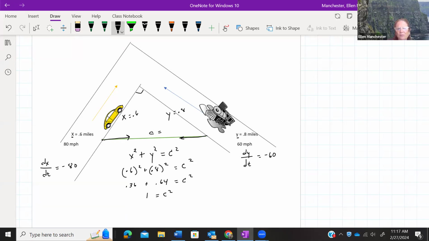And then to get C by itself, I'm just going to square root both sides. So that C value is 1. So this is 1 mile, which, if you looked at a mile, it's 5,280 feet. It's pretty far. So I would look at that scenario and go, oh, I'm going faster than the train. I have a mile before that distance is going to close down. I should be good to go.